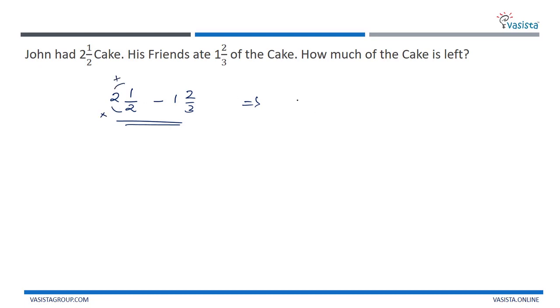2 2s are 4 plus 1 is 5. This will become 5/2 minus 3 1s are 3, 3 plus 2 is 5. 5/3.